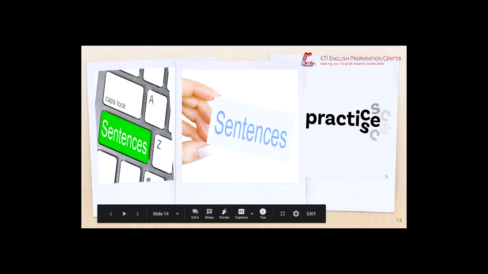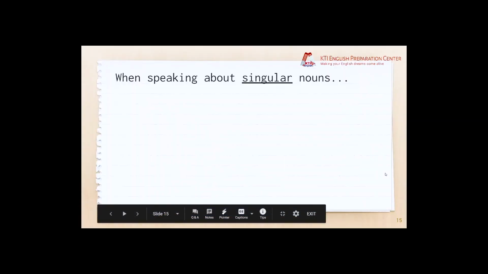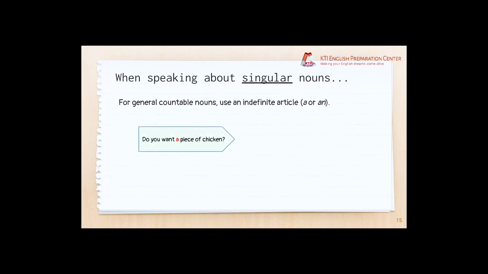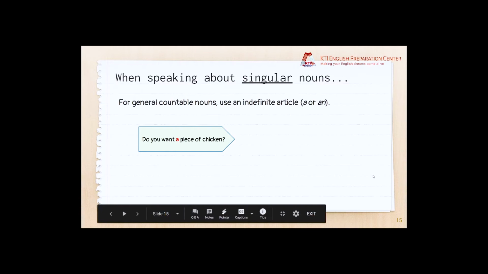So let's practice. When speaking about singular nouns, again, singular means one. For general countable nouns that are in the singular form, so things we can count, we use the indefinite article a or an. For example, do you want a piece of chicken? I've got dinner on the table for my family, and I've got this whole pan of chicken legs, chicken thighs, chicken wings, and I ask my son, do you want a piece? I'm not saying which one. I'm just saying, do you want a piece of chicken?